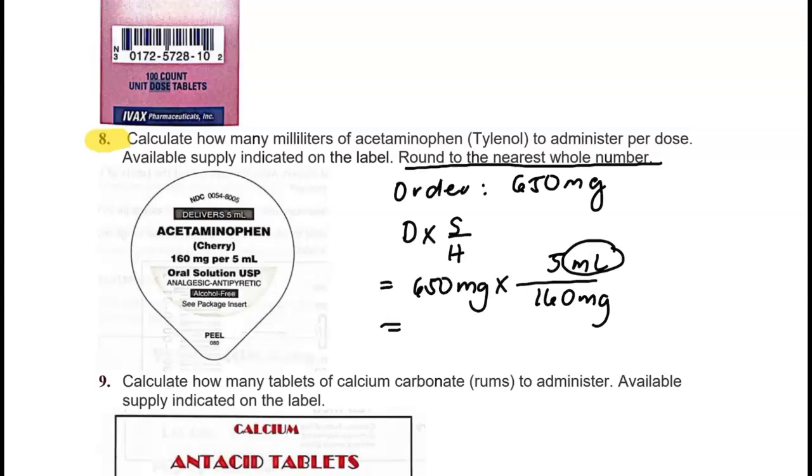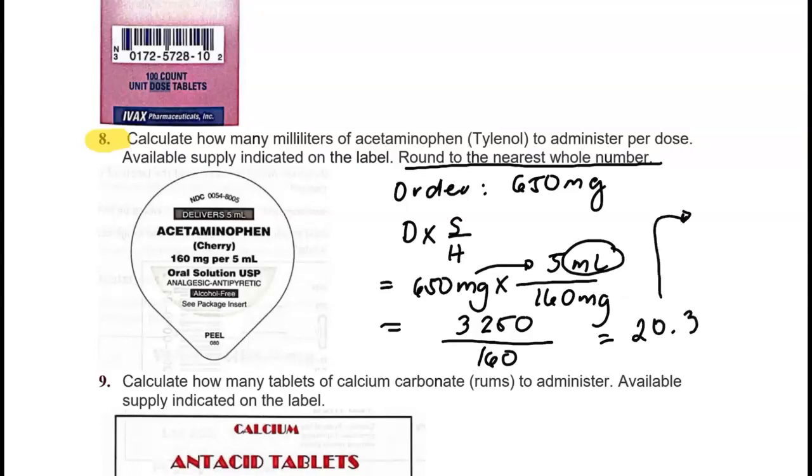All right, so we need ml. So you multiply 650 times 5. It's equal to 3,250. Now we divide it by 160. And we have 20.3 ml. But remember, we have to round it to the nearest whole number. So our answer is 20 ml.